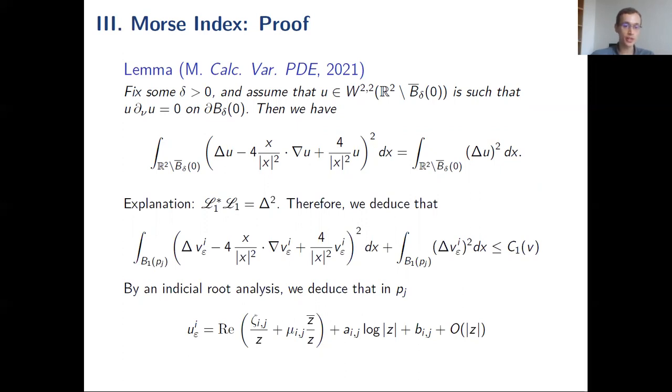And by an indicial root analysis, we can find this expansion. We have some term with a pole of order 1. And then the interesting part is this coefficient Aij times the logarithm of d, because this coefficient Aij will not depend on the chart.